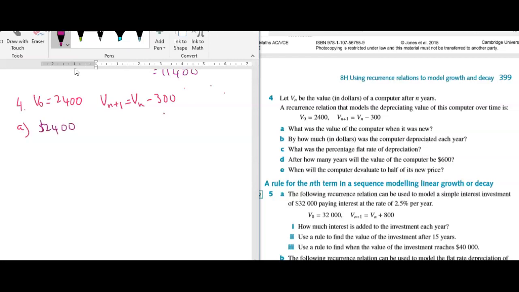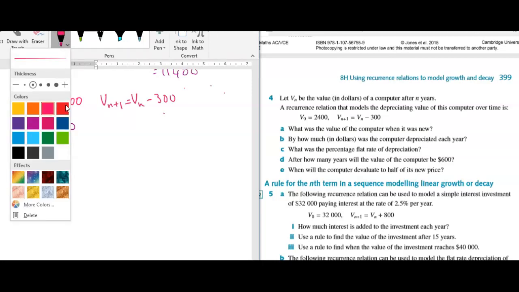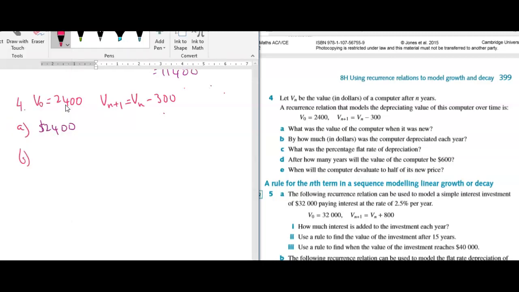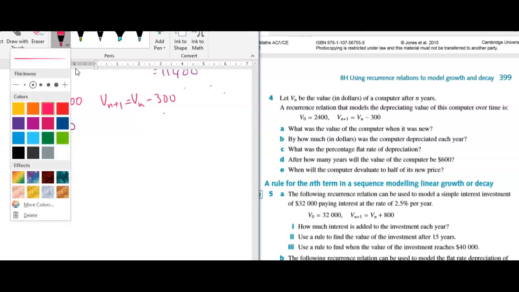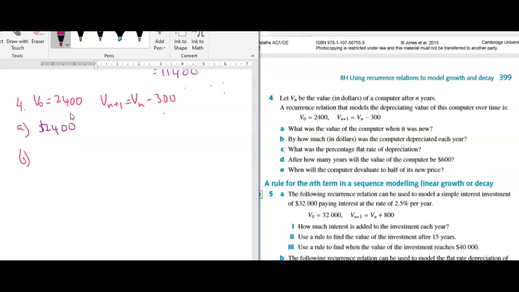Pretty expensive computer, but I tell you what, back in my day, that was probably a cheap computer. Yeah, computers are pretty cheap now compared to probably when I was your age.